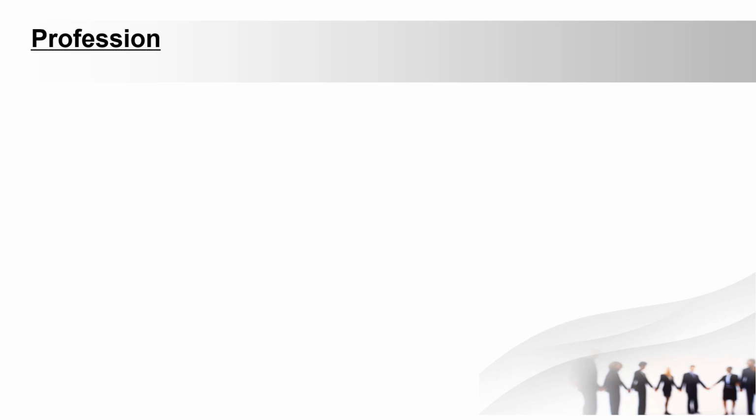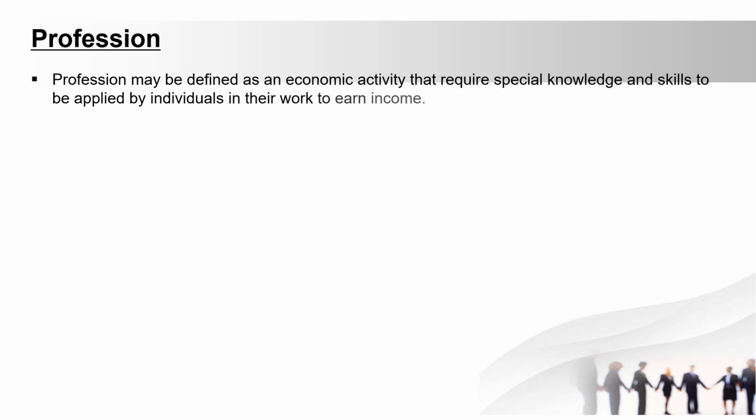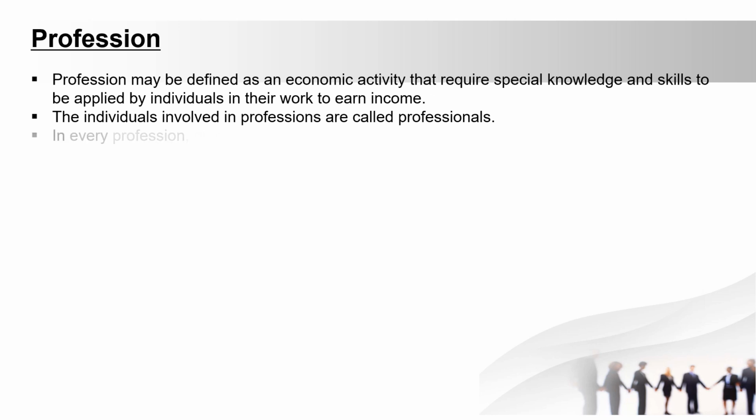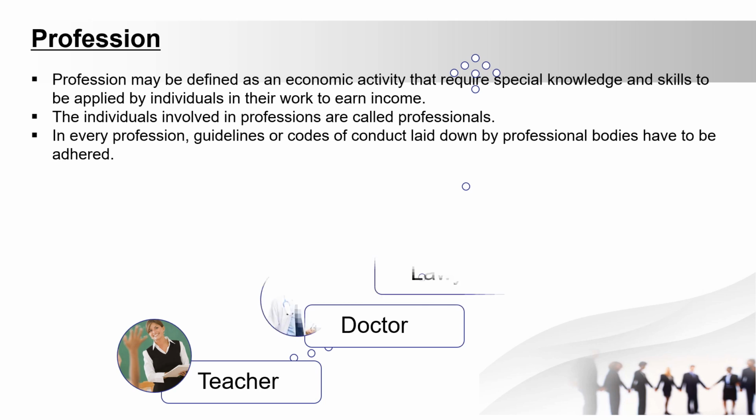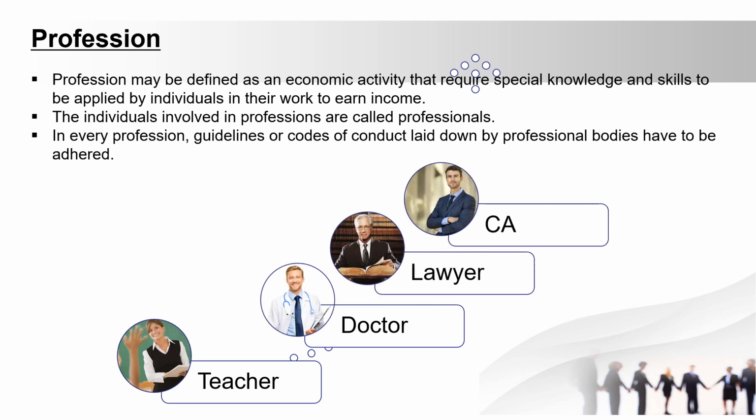So these are called professions. Now let us understand the literal meaning of profession. Profession may be defined as an economic activity that requires special knowledge and skills to be applied by individuals in their work to earn income. The individuals involved in professions are called professionals. In every profession, guidelines or codes of conduct laid down by professional bodies have to be adhered to. So these are certain examples of professions: teacher, doctor, lawyer, CA. These are all called professionals.